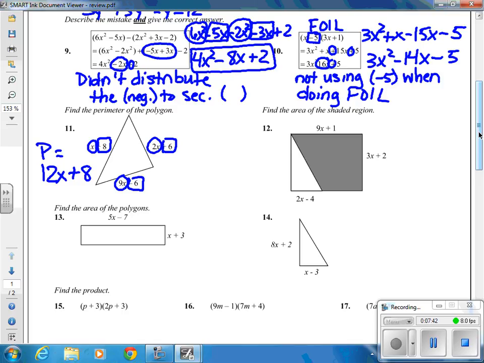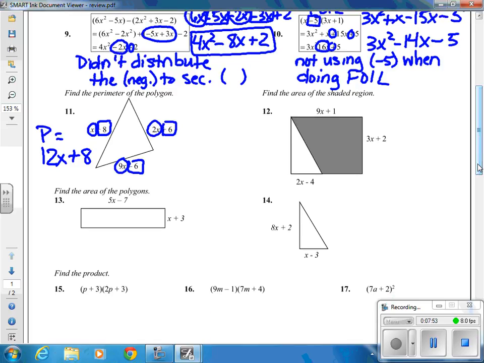For number 12, you're asked to find the area of the shaded region. The first thing you need to recognize is that the shaded area in this picture is a trapezoid. Remember, I will give you these formulas in class so that you don't have to have them memorized. You could do the whole rectangle and subtract the area of the triangle to get the leftover stuff, which is the actual trapezoid, but it's a lot faster if you use the trapezoid formula right from the beginning and go from there.